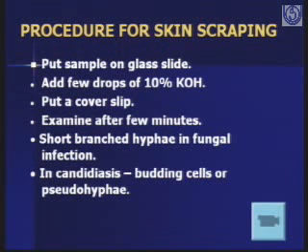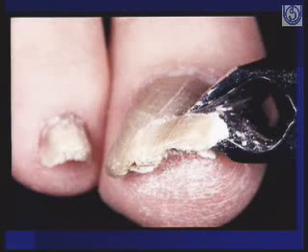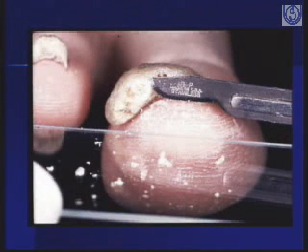So you put the sample on a glass slide, you add a few drops of 10% KOH and put a cover slip, and you examine after a few minutes. And what you see are short branched hyphae in fungal infection. I think this has also been covered earlier, so I won't go into details. And in candidiasis, you can get budding cells or pseudohyphae. So this is how you take the nail clipping and you scrape the subungual debris.